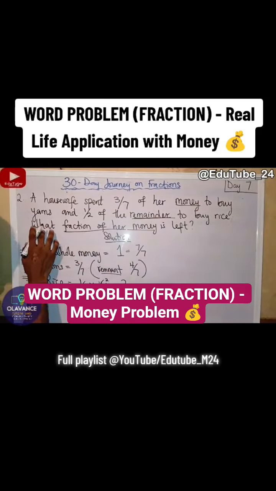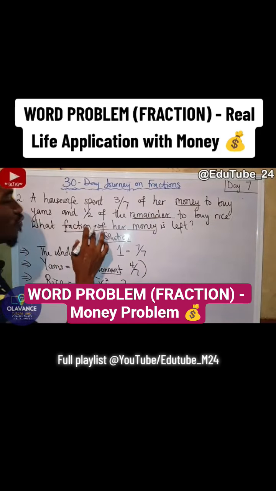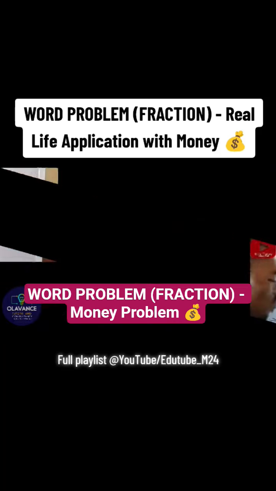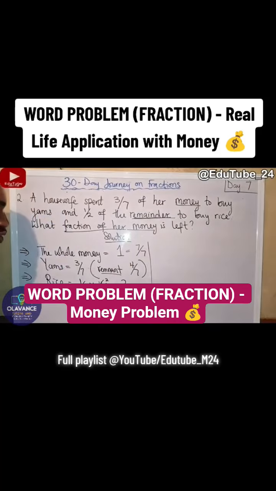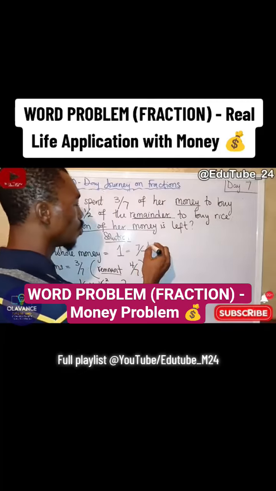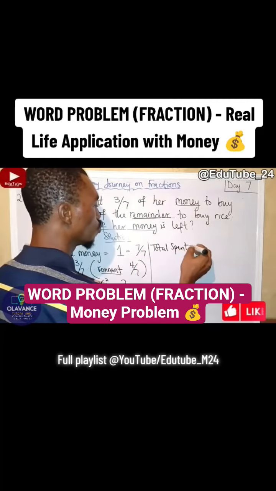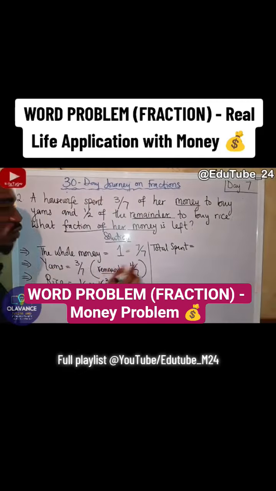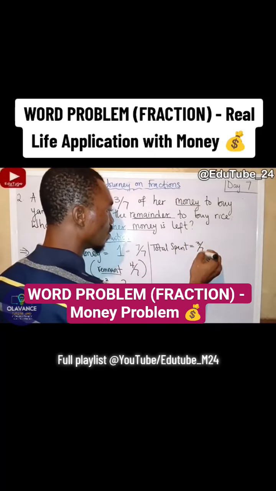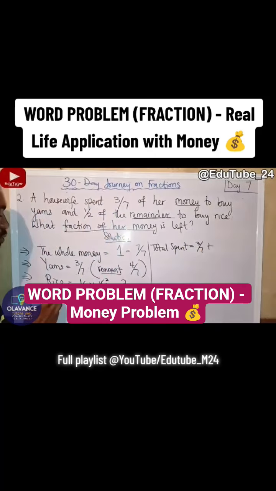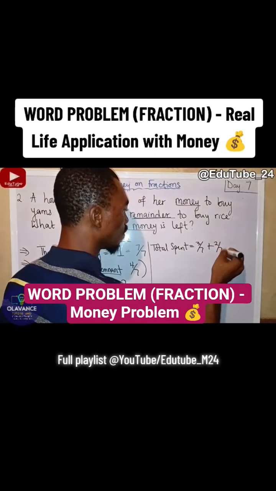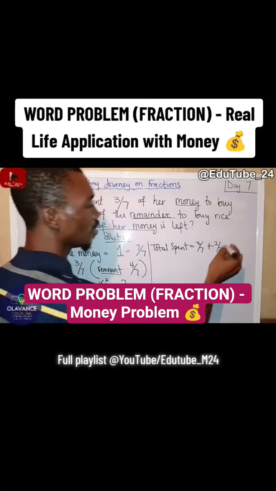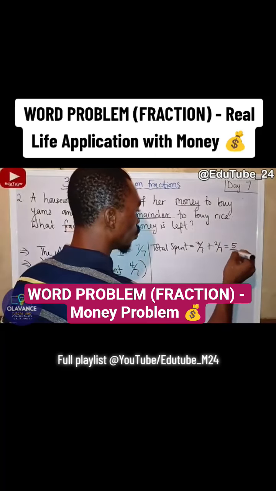And then the main part of the question says, what fraction of her money is left? So to find what fraction is left, we have to find the total fraction of the money spent. So we're going to say total spent is, she spent 3 over 7 on yam, 3 over 7, plus she spent 2 over 7 on rice, which is 2 over 7. So in total, she spent 5 over 7 altogether.